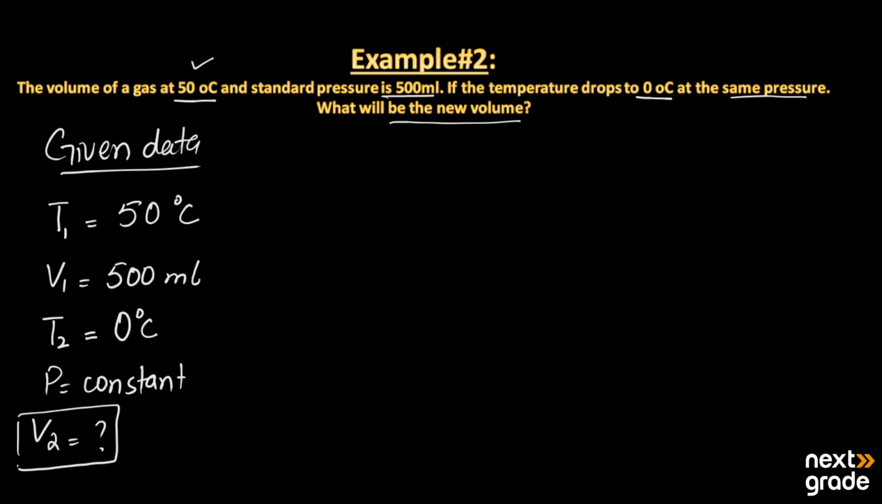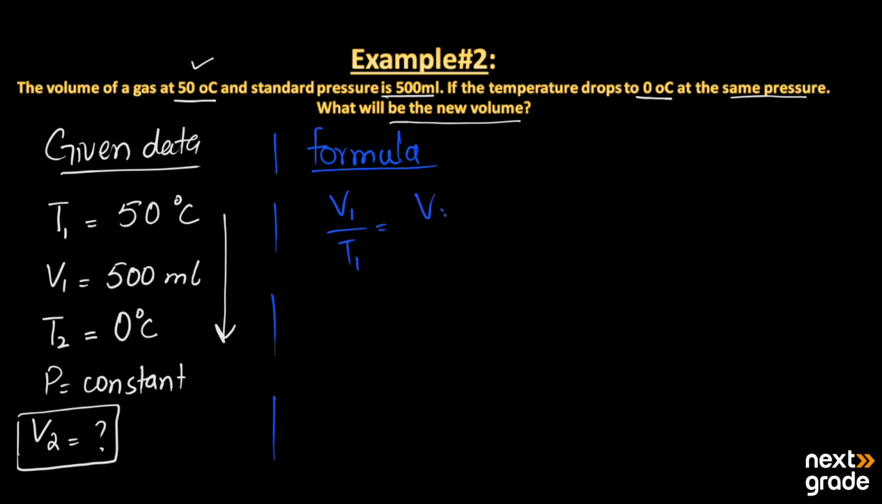In the first numerical problem, we increased the temperature. Now here we are going to decrease the temperature. For this solution, we need to write the formula: V1 over T1 is equal to V2 over T2. V1 here is 500 ml, divided by temperature T1. Here you need to know that the temperature is in degrees Celsius, so we have to convert it into the Kelvin scale, because in Charles law we use the absolute temperature.